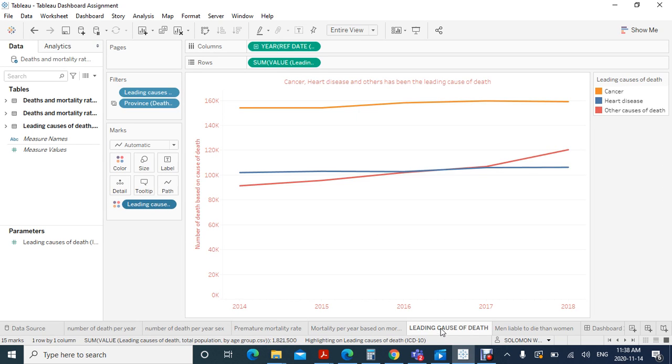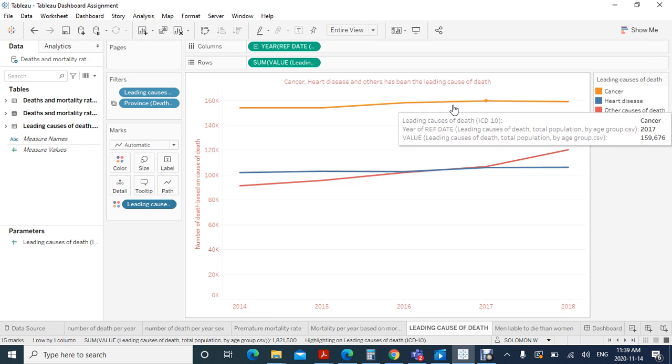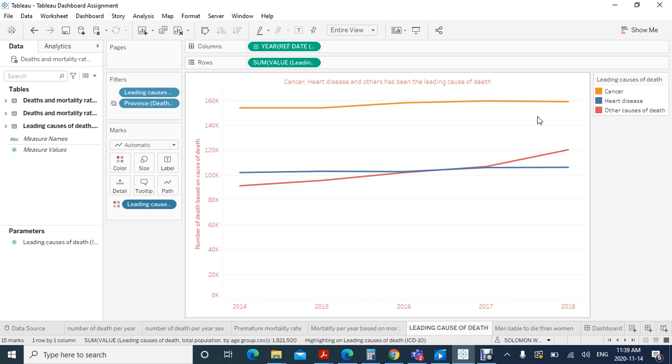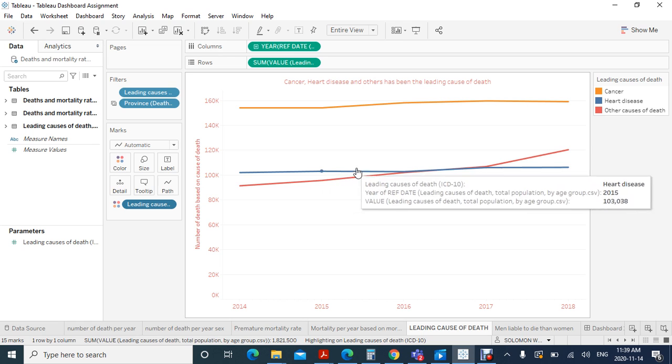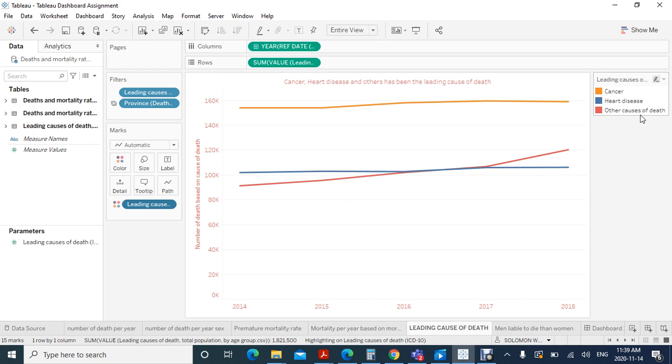So what is actually causing this death in New Brunswick? What is the cause? Doing a line graph and looking at the numbers of deaths, based on cause of death and against the year, we can see that the highest cause of death in New Brunswick is cancer, which is followed by heart disease, which also went down a little in 2018, and going up on the rise are other causes of death in New Brunswick. So you can see that the two major causes of death in New Brunswick are cancer and heart disease.